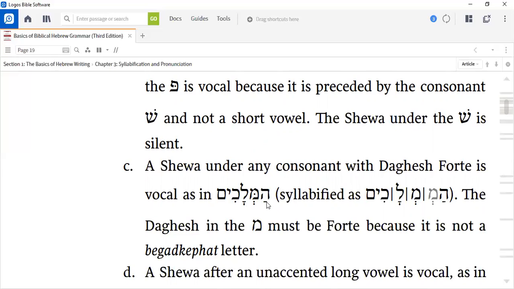So that means that the first syllable is closed. Here it is syllabified. Ham. And then you have melachim, okay? So if there was no dagesh there, it would easily, for Sephardic pronunciation, be ham lachim, okay?